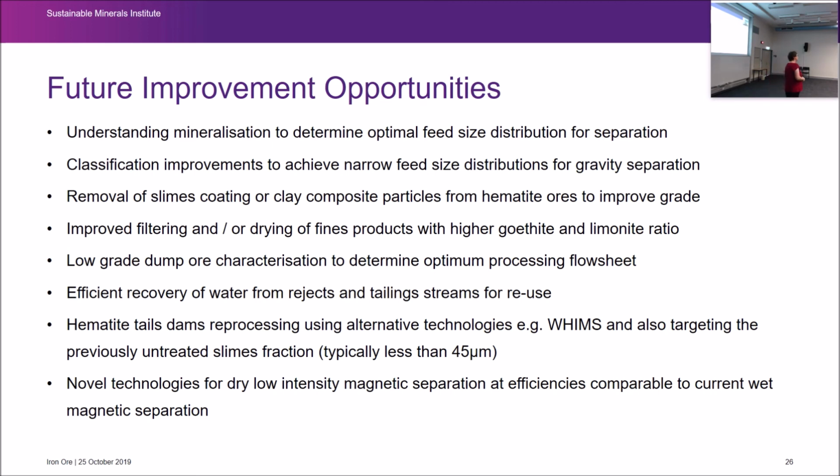Recently, hematite tails dams reprocessing would also be the next logical step. The material is sitting there, it's been processed before, but using only gravity separation. So what other novel technologies can we apply? And things like high intensity magnetic separation could potentially recover hematite from those deposits. Also, as I've mentioned, the slimes fraction, or less than 45 micron, material is usually untouched and hasn't had a chance for separation.